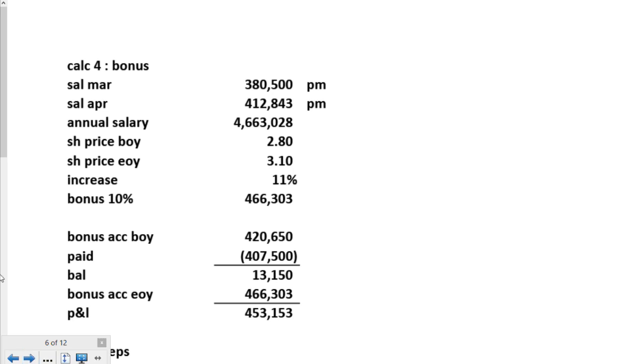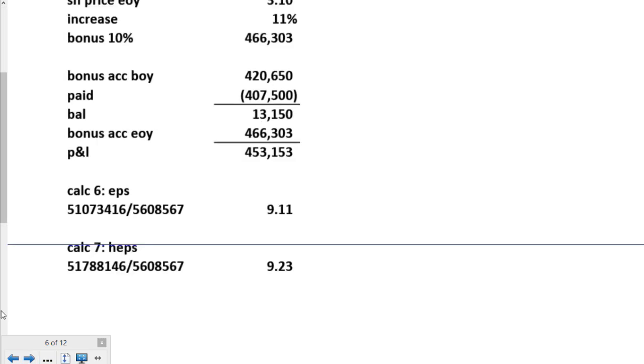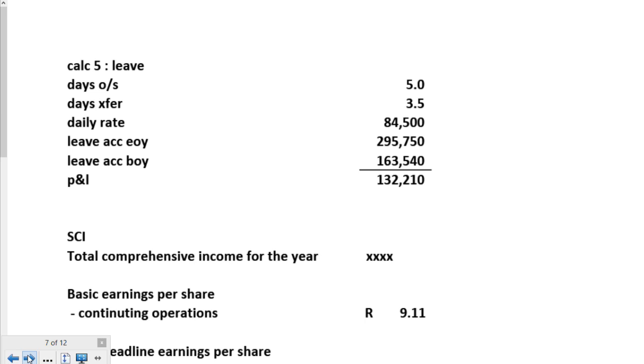The leave was so easy, wasn't it? So easy, the leave. I've got it here. They said to you there were 5 days outstanding, but they expected they would only take 3.5, so we only provide for the 3.5. At a daily rate of 84,500 gives you leave accrual of 295,750. Beginning of year was 163, so the P&L charge is 132.